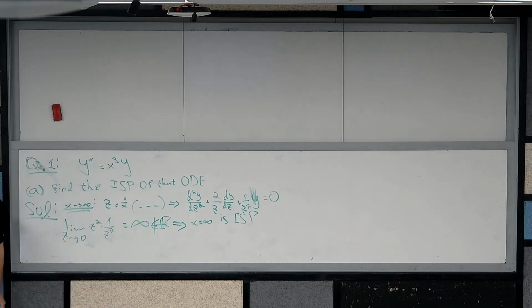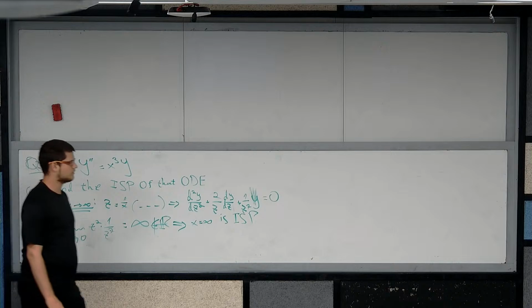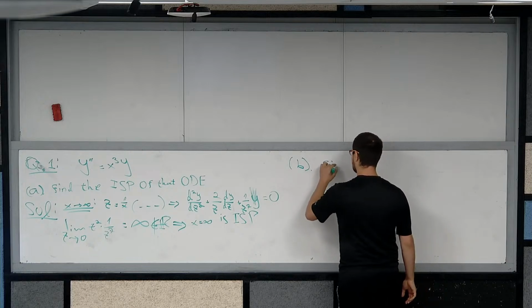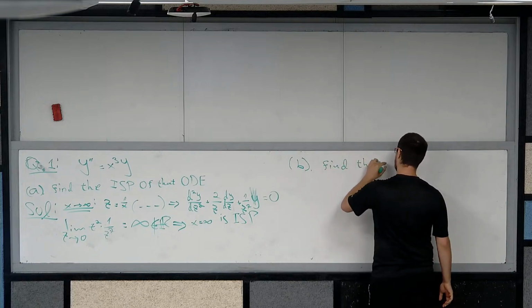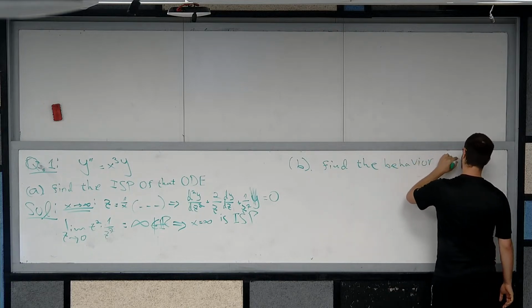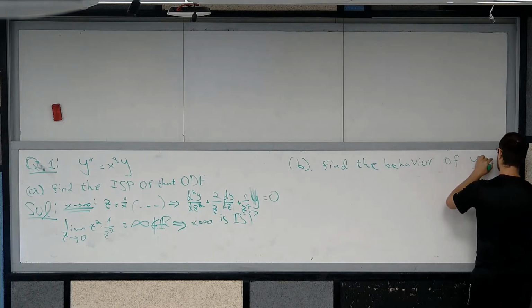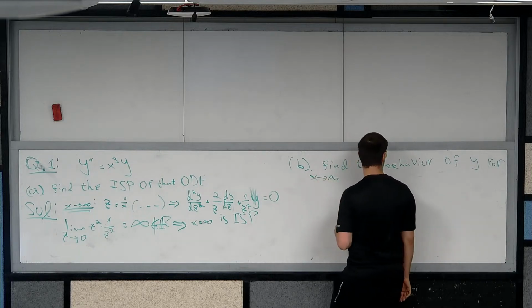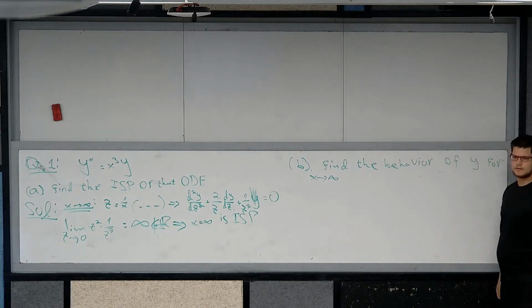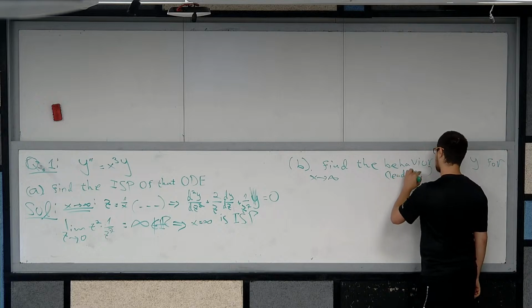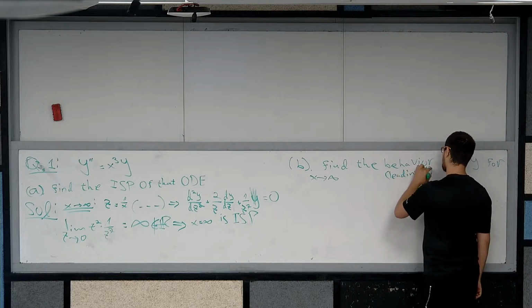Okay, so let's continue with the second part. The second part is: find the behavior of y for x approaching infinity. Actually, what I mean by behavior is leading order. What is leading order?